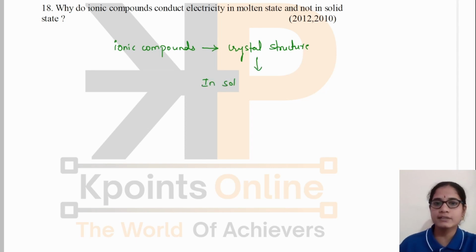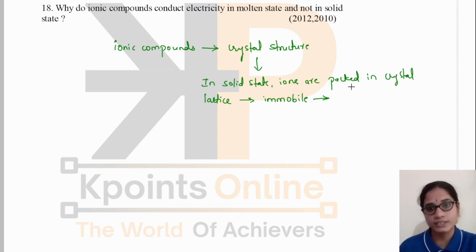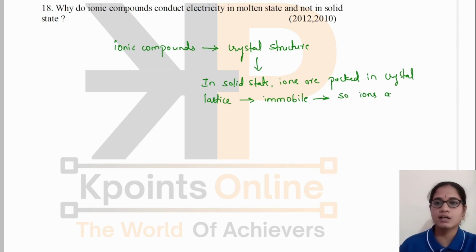In solid state, ions are packed in the crystal lattice, so they are immobile. For conduction of electricity, what do we need? We need the movement of charges, movement of ions. But these ions, which are packed in a crystal structure, are not available for movement. So they do not conduct electricity in solid state.